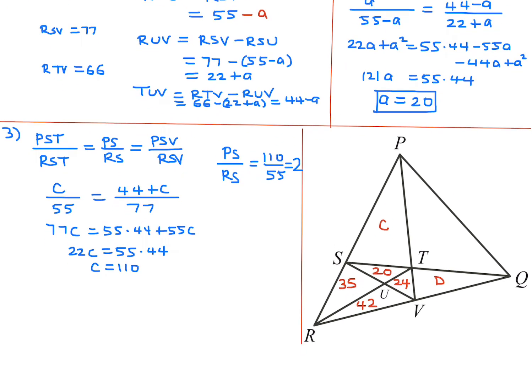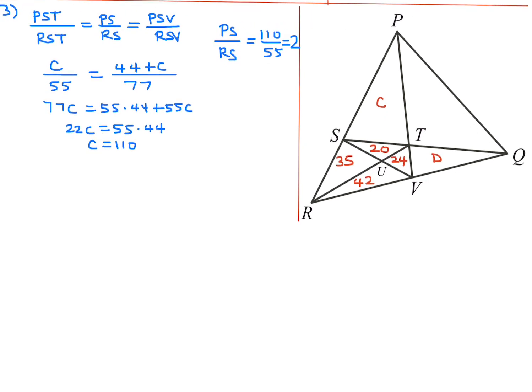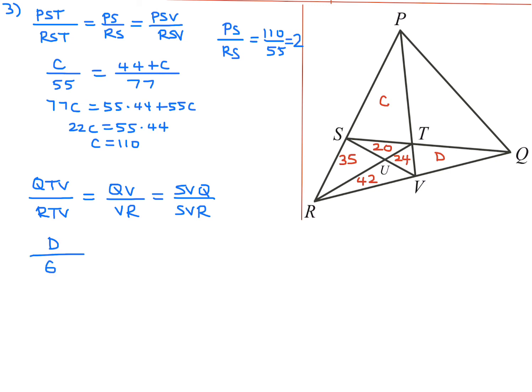Now, in a very similar way, let's move this up. We want to do the same kind of thing, but this time on another triangle. That other triangle, in terms of its relationship, will be QTV and RTV. You'll see that those two share a base, and the ratio of those sides is QV over VR. So it's the same principle used over and over. QV and VR also belong to SVQ and SVR. So let's sub in the values. QTV is D, RTV is 42 plus 24, so that's 66.